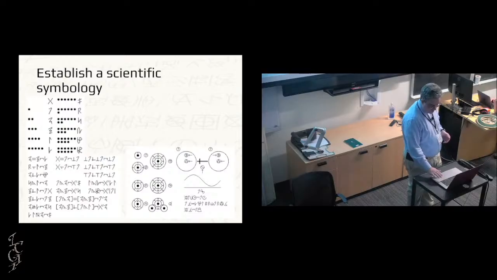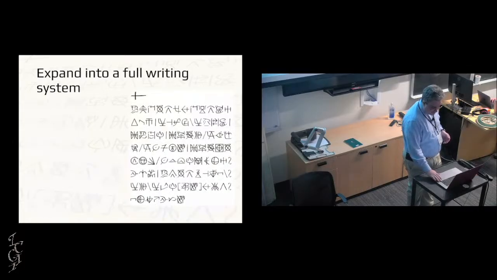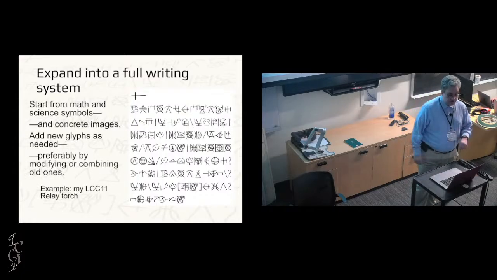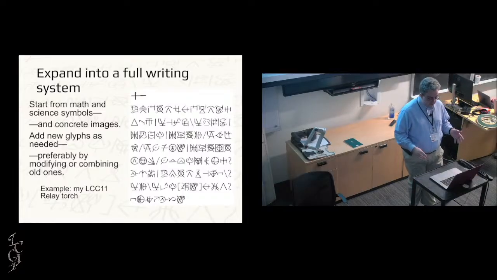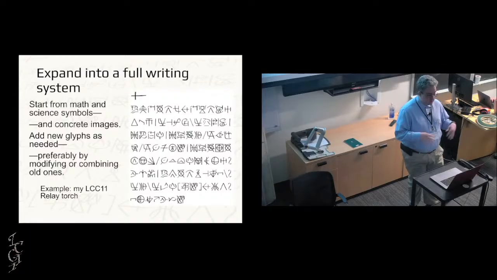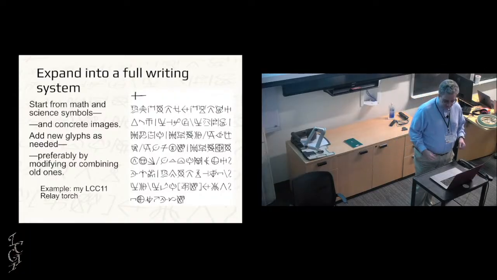So here's, I don't know why the animations are not in order, but this is a writing sample, which is my torch and the relay. And I started with the math and science symbols, and also concrete images. You might notice there's a fish symbol in there because the fish body plan is pretty universal. So concrete images can have their own glyphs.